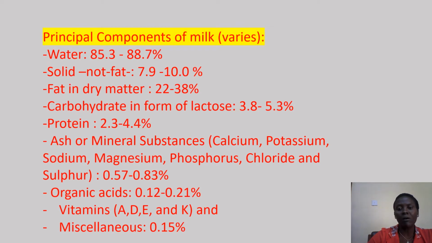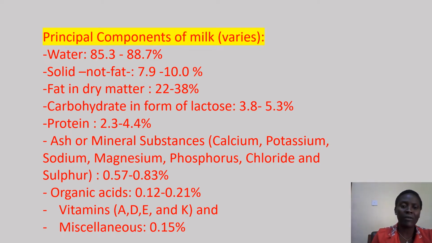Principal components of milk vary, but the most abundant component of milk is water. The principal components of milk vary from animal to animal, and even among animals of the same species. And that is why when we are processing milk into food, we usually have a blend of milk from various animals, even though they may be of the same species.